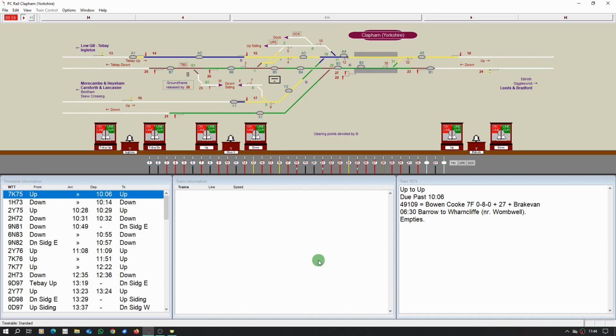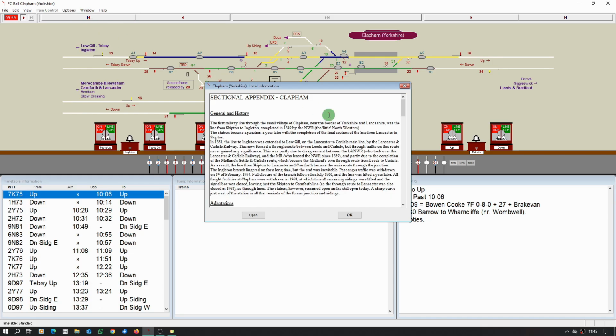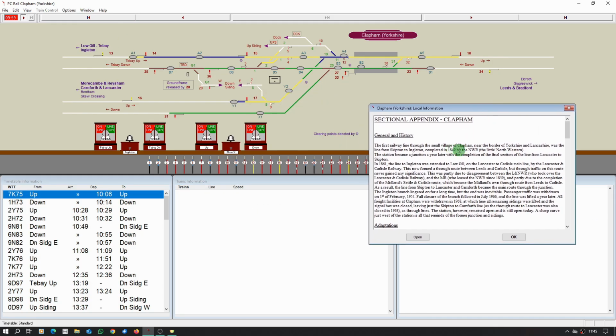This is Clapham, Yorkshire, on the Midland layout. This was designed and developed by Rob Roterdink, of course, and released in May 2024. The layout is based around the 1950s, and the timetable supplied is in 1954. Right, let's see, it's a very simple layout. I'm going to go through the local information in a little bit more detail, so I don't miss anything on the layout. First part is about the history.